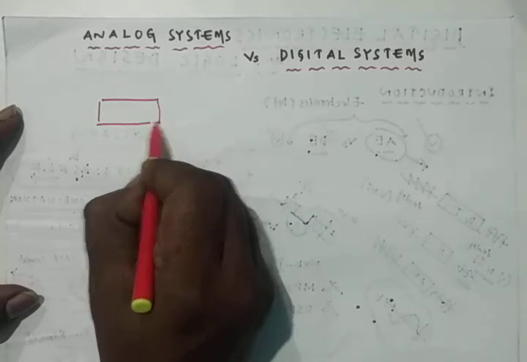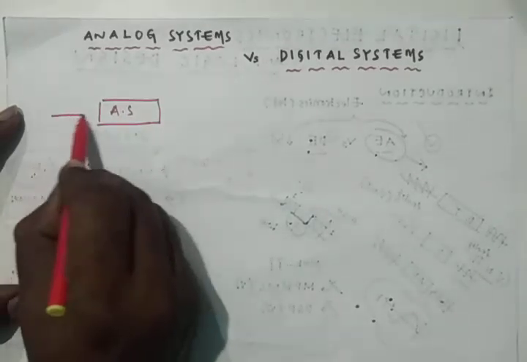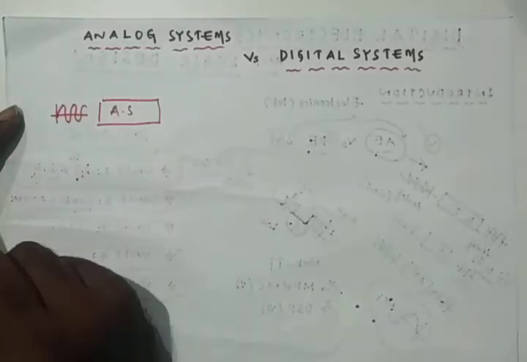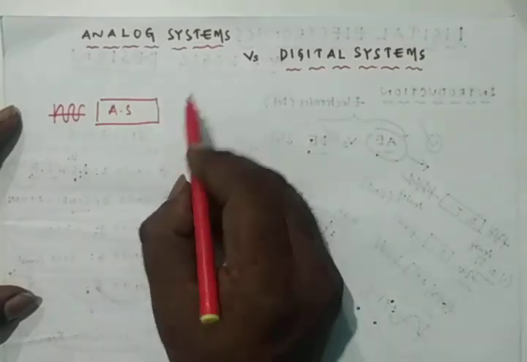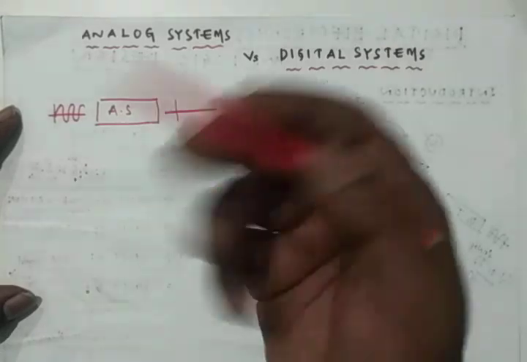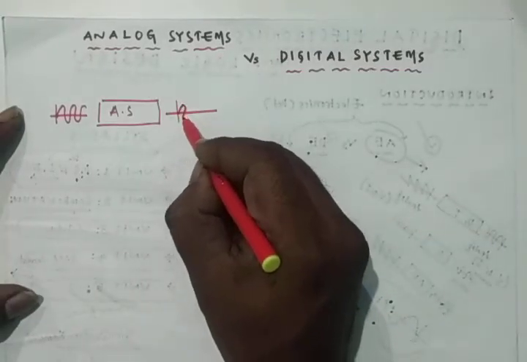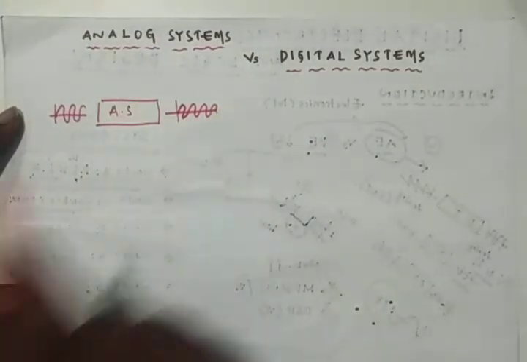An analog system or an analog circuit is one to which we give a continuously varying signal. Based on the circuit used in the analog system, it again generates a continuously varying signal, that is, an analog signal only, though that signal may not be the same as the input signal.